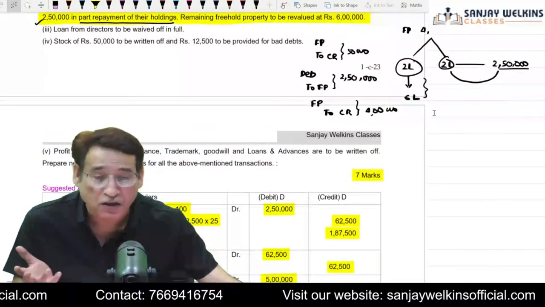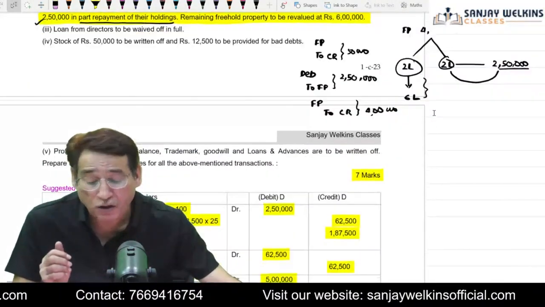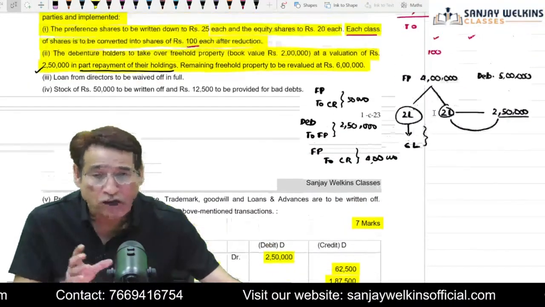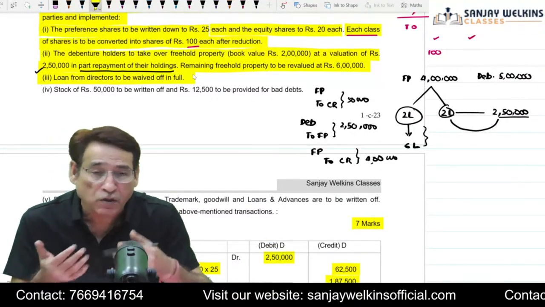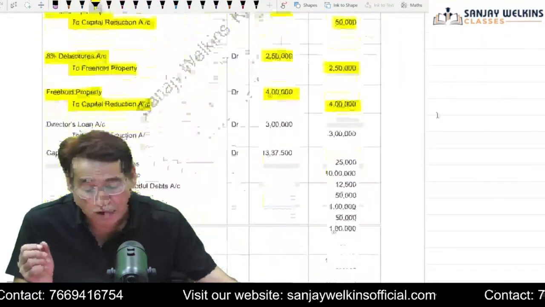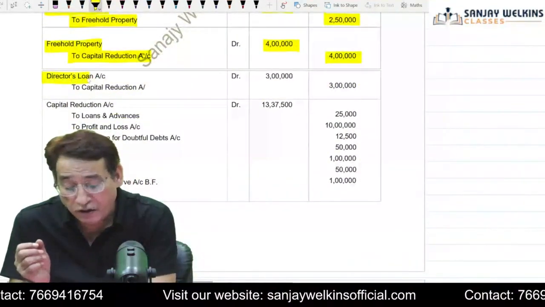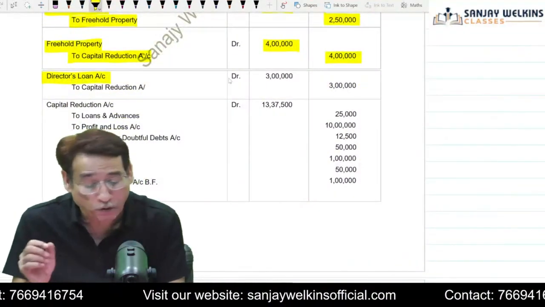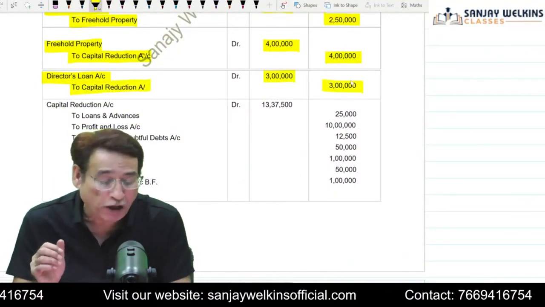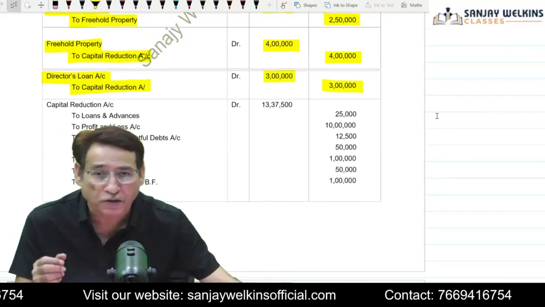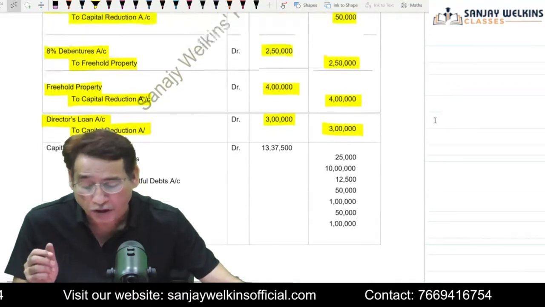Is it clear to you? Such an easy question, isn't it? If you have done the concepts very well, everything appears so easy. Further, it is given that the loan from directors is to be waived off in full. I need not tell you the entry. Director's loan was written under short-term provisions. So the director's loan of 3 lakh was there and it has been completely waived off. Obviously, you are going to pass this entry: director's loan account debit to capital reduction account.